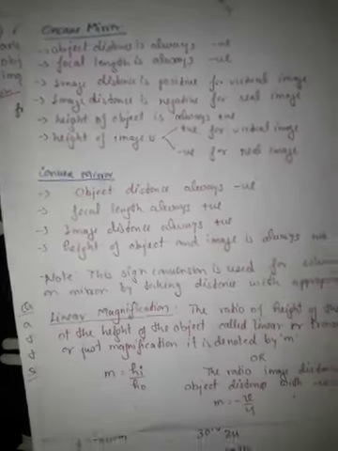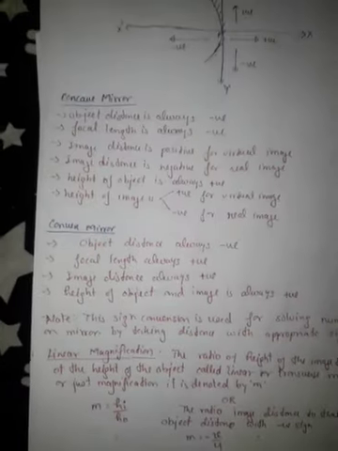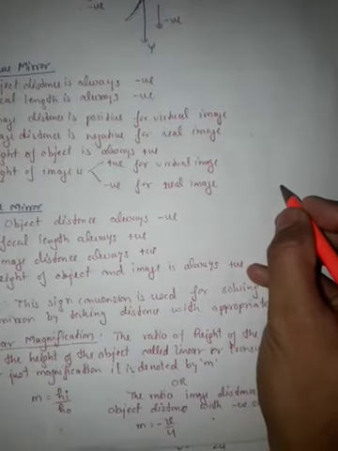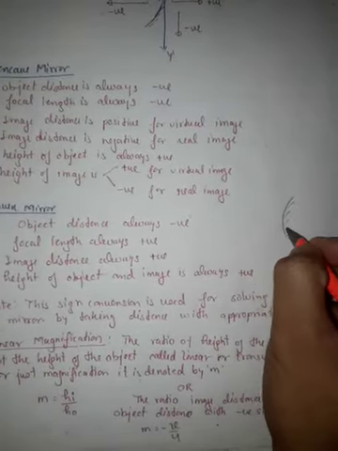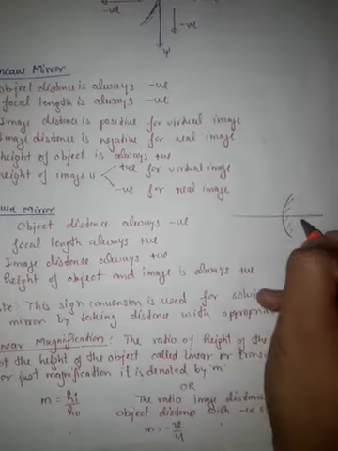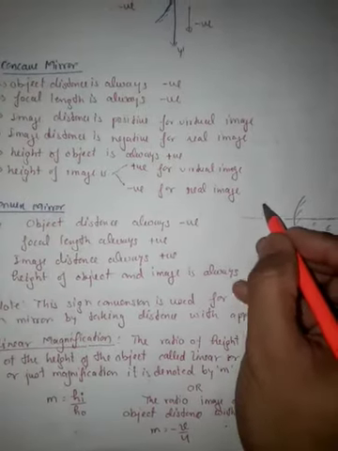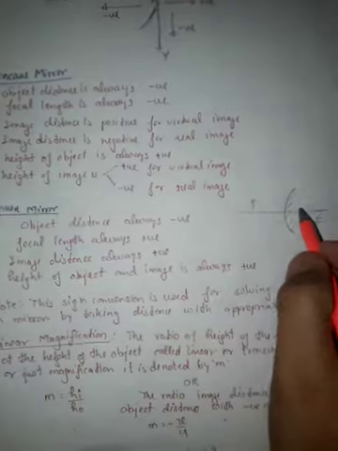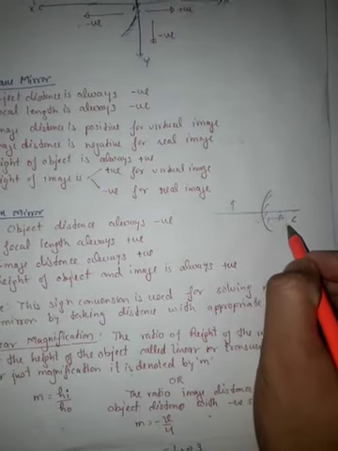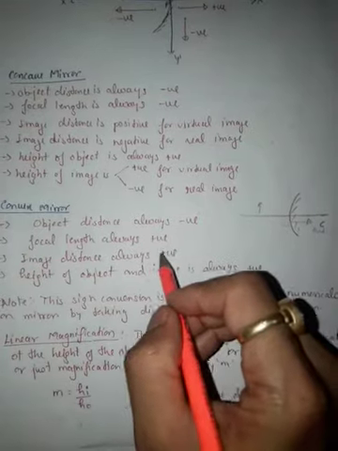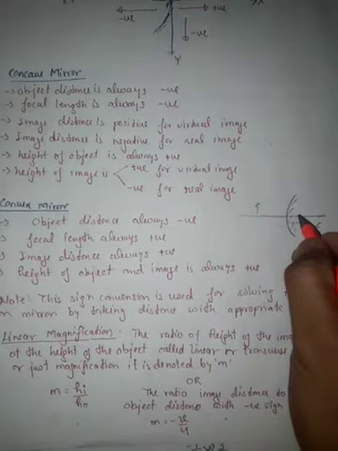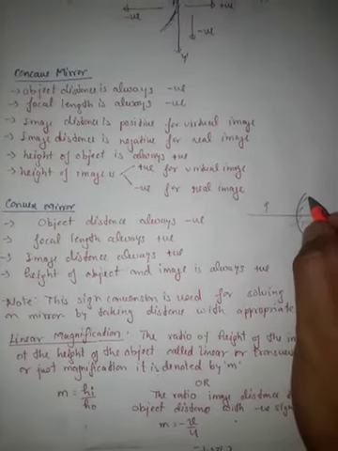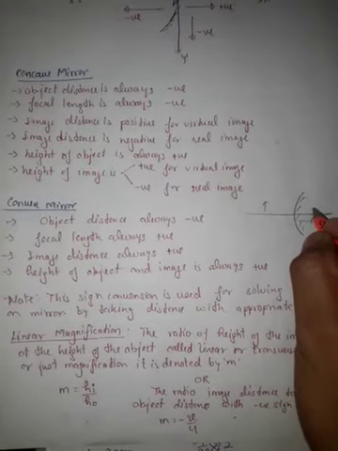Now let's see, for a concave mirror, the object distance is always negative. See, this is your concave mirror. Here is the focal length, here is the center of curvature. Here the object is placed, then object distance is always negative. Focal length is always positive. See, this is the focal length, this distance is always positive. Image distance is always positive. Here the image will form, so image distance will also be positive. Height of object and height of image will always be taken as positive because only a virtual image can be formed.